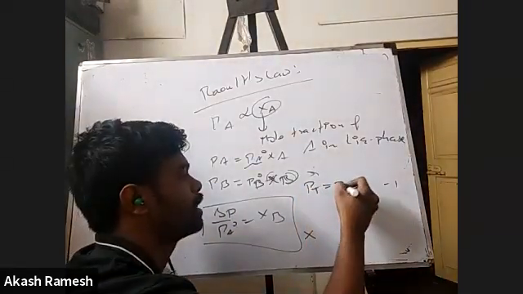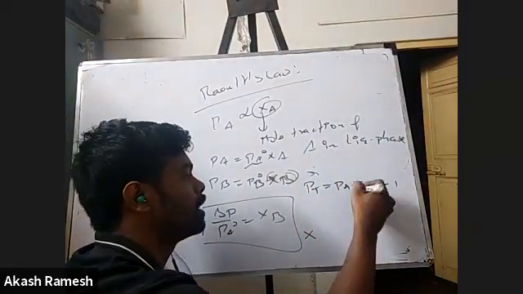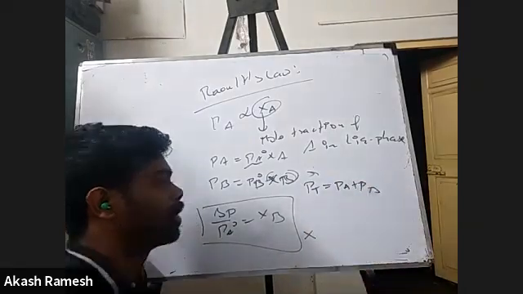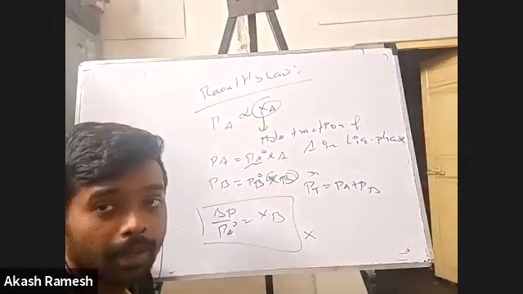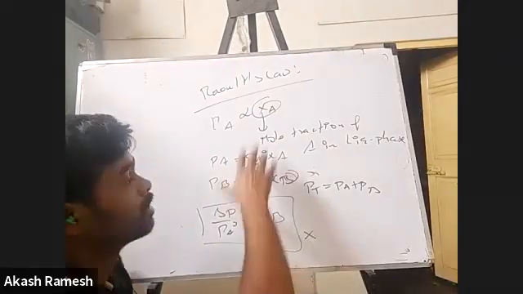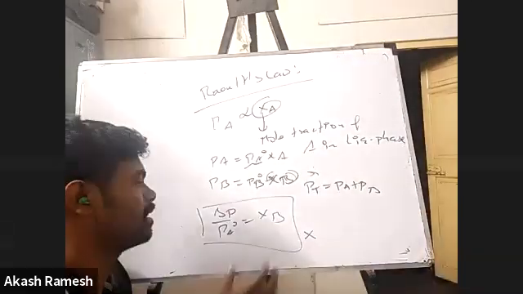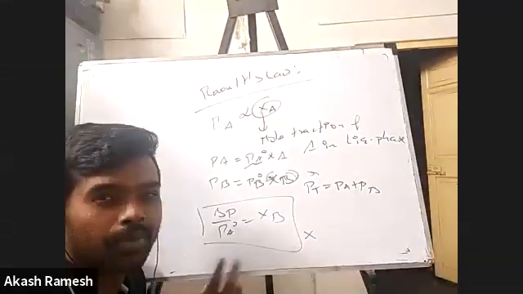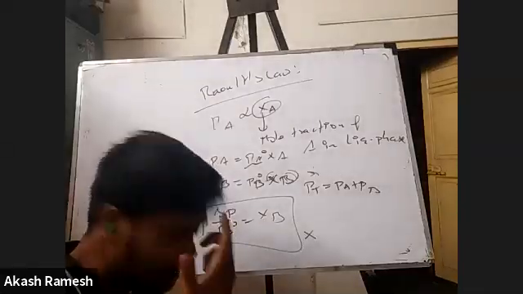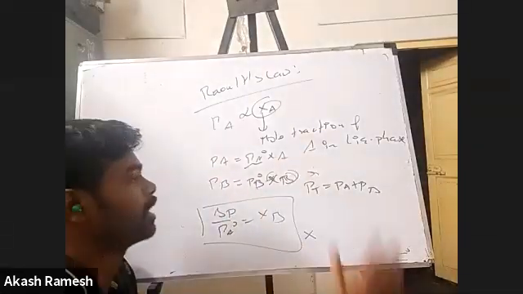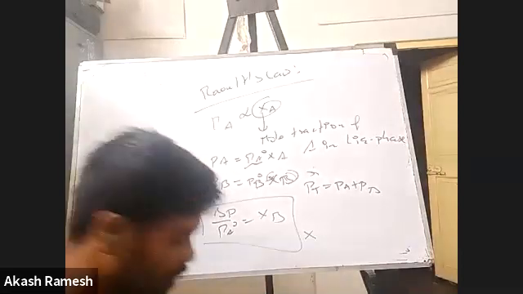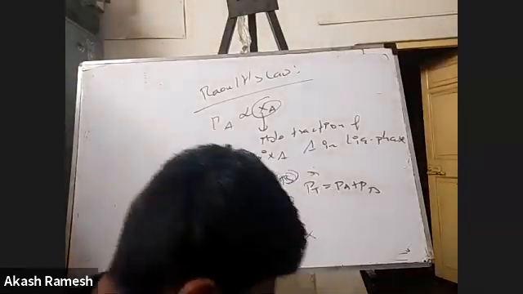P total is equal to PA plus PB, or P total is equal to PA naught XA plus PB naught XB. Okay. So these three equations alone; the other one is not going to be much useful. Like if you do the problem, you'll understand. Okay. So anyways, these three things you have to know for doing the problems. Okay, we'll do.